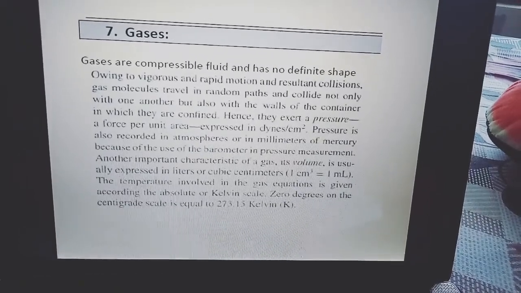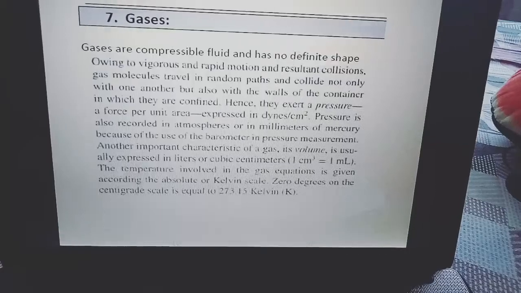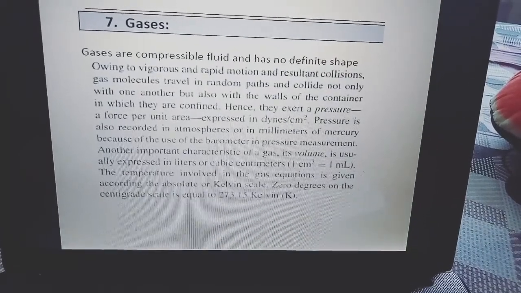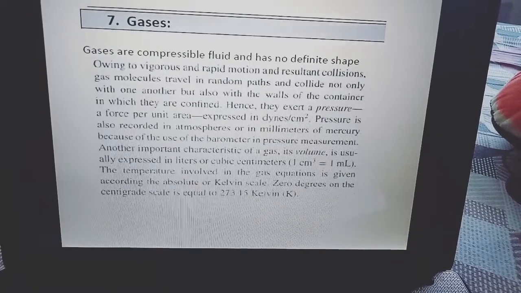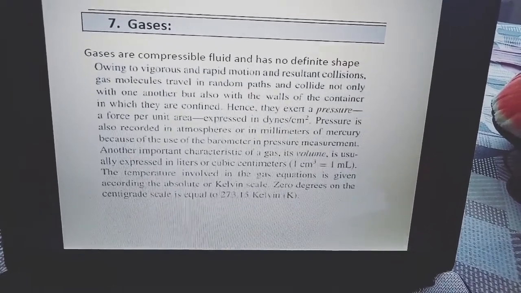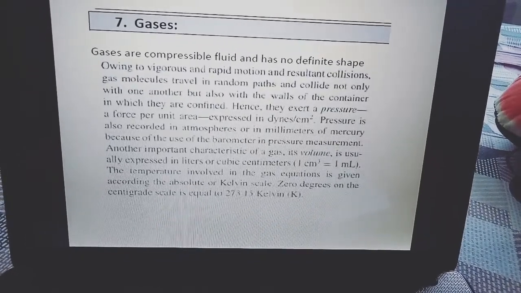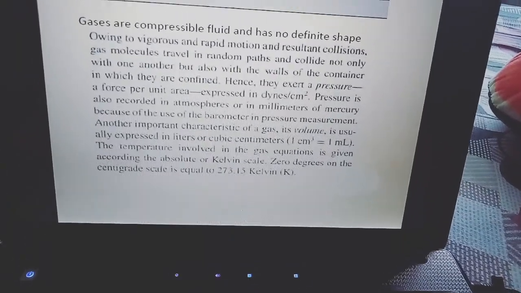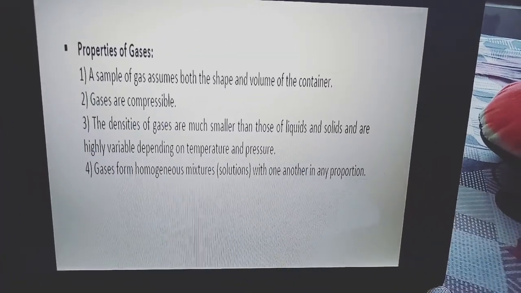Another important characteristic of gas is its volume. Volume is expressed in liters or cubic centimeters. The temperature involved in the gas equation is given according to the absolute or Kelvin scale. 0 degree on the centigrade scale is equal to 273.15 Kelvin.